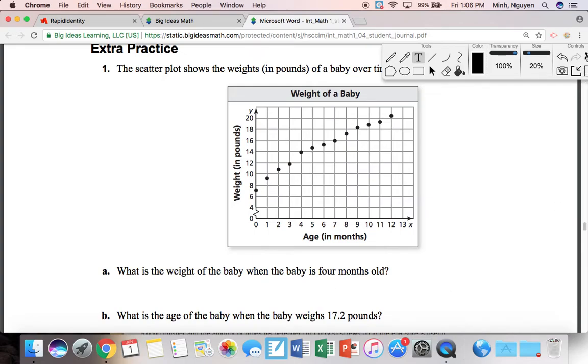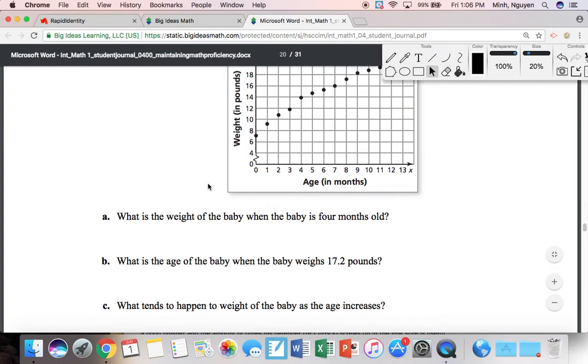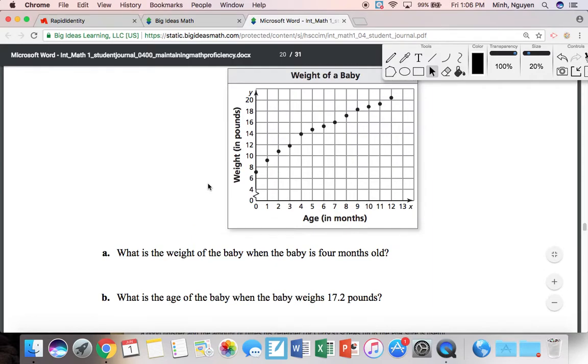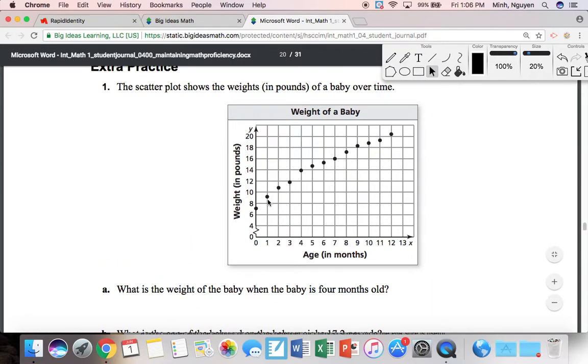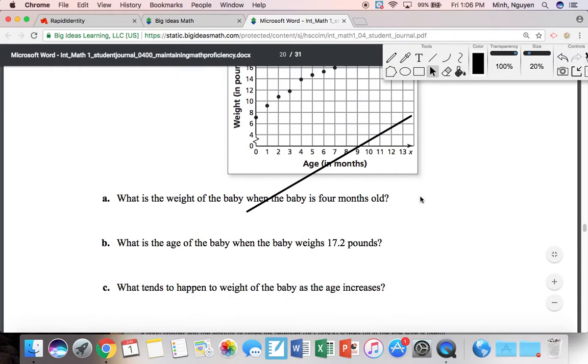Okay. Again, this is just you guys being able to read. Just look at it carefully. What tends to happen to the weight of the baby as the age increases? Well, it's a positive correlation. If it's positive, what direction is it going in? It's going up. If something is going up, is your weight going up? Are you getting heavier or getting lighter?